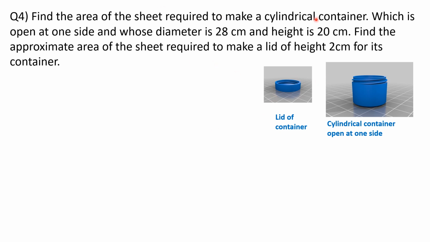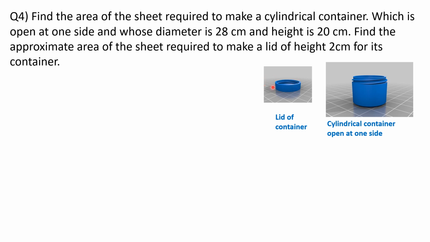Now if you see, student, here is a cylindrical container open at one end, one side. So you cannot take the total surface area formula, because total surface area means both the bases plus curved surface. But here one end is open. So you will take curved surface area plus base area, because the bottom is packed. So you have to take the base area to find the area of sheet required to make this cylindrical container. Now in the same way, you have to also find the area of the sheet required to make a lid.